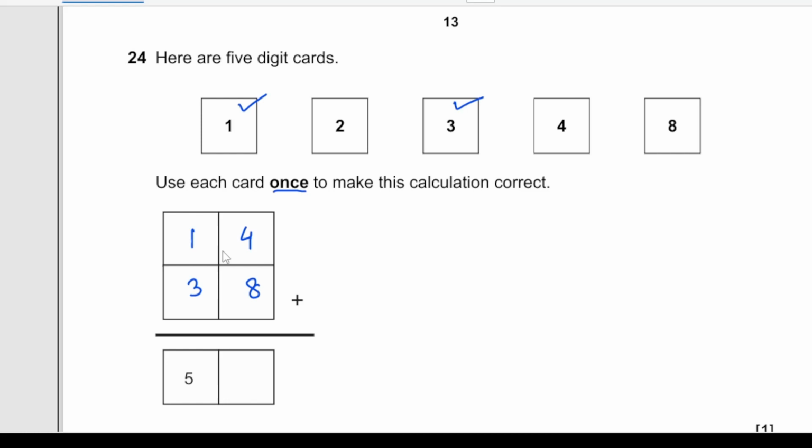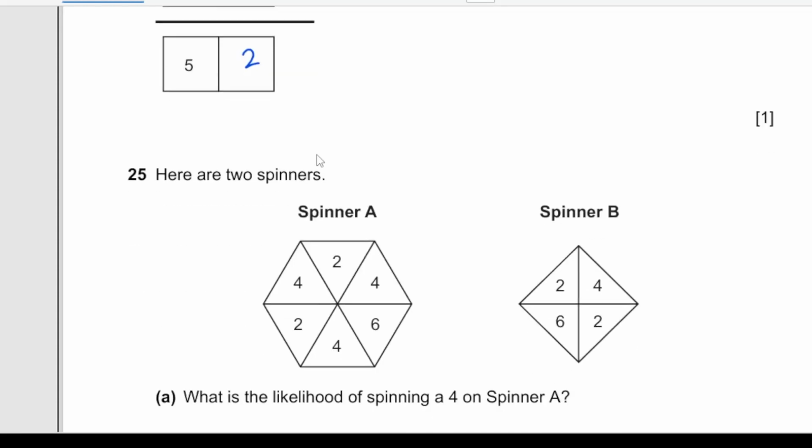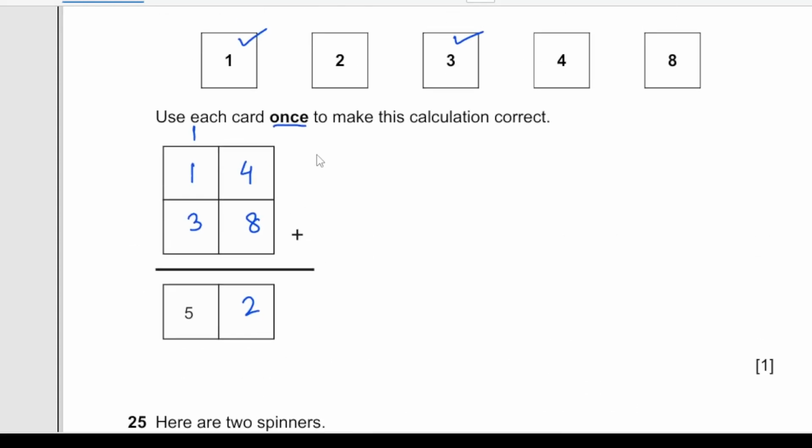Then 8 plus 4 is 12. So we will get 2 here. 2 is also used now. Then there will be 1 carry here. So then we will get the answer of 52, right? You may have a different answer. The arrangement can be different in these numbers here, right?